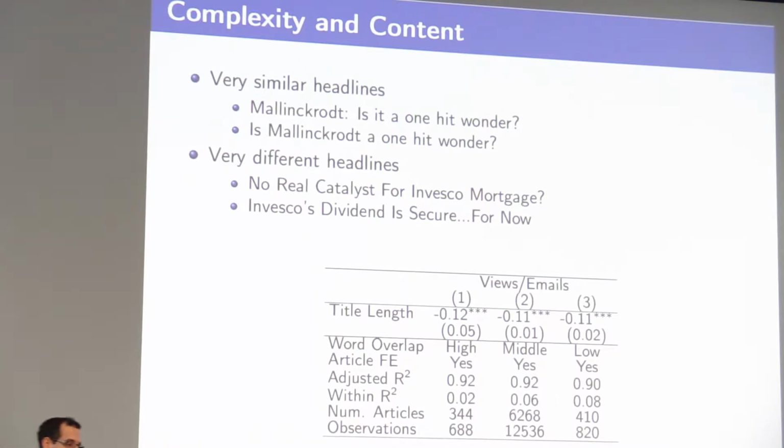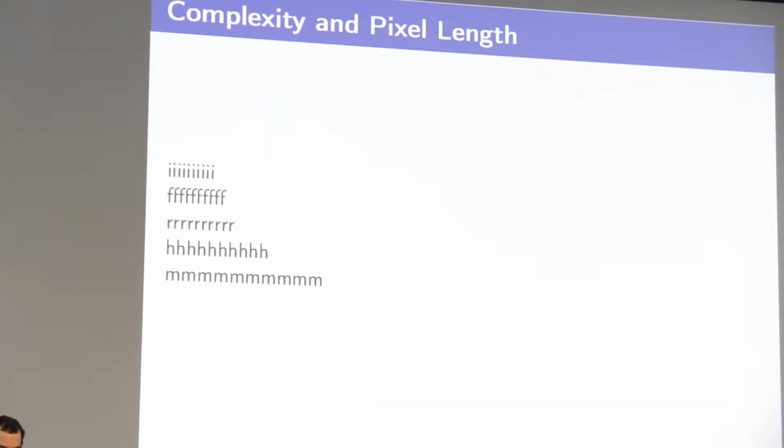So it doesn't look like there's a story about differences in content that are driving this result. It looks like there's something about pure complexity. And I do something else that's cute, I guess, which is pixel length. I look at the characters, like I has a shorter pixel length than characters like M. So that matters when you have long titles, or more characters in your title, as I show here.